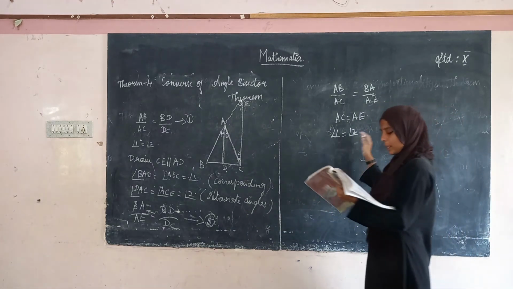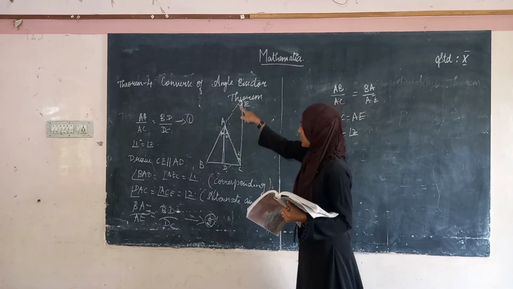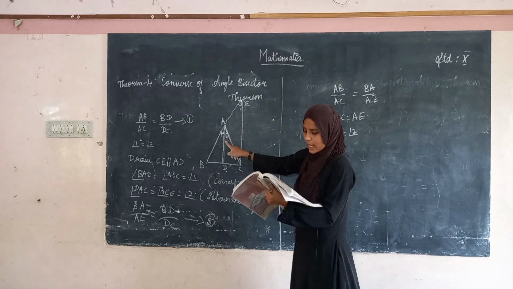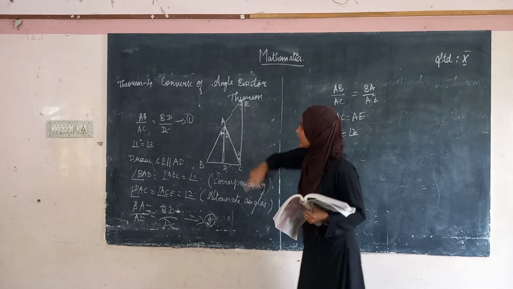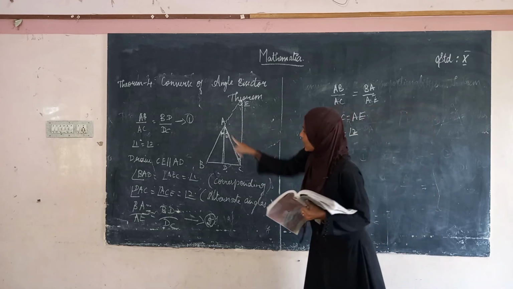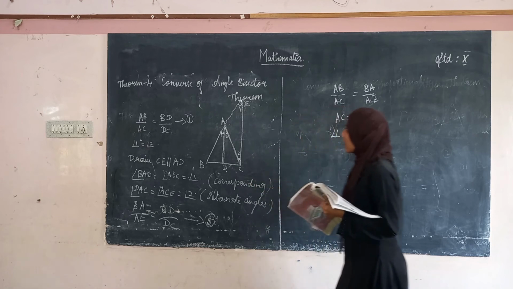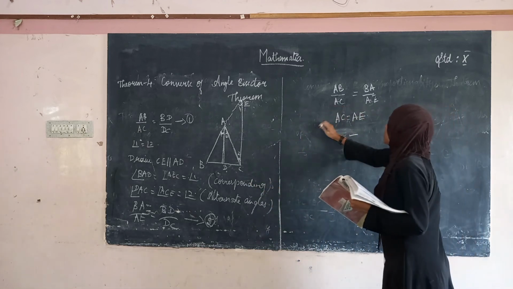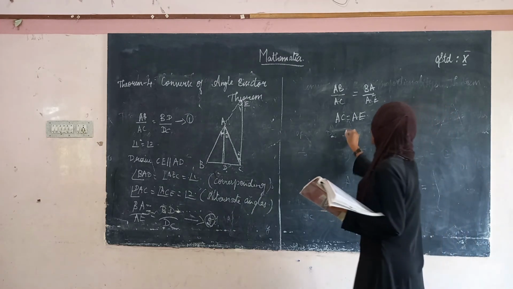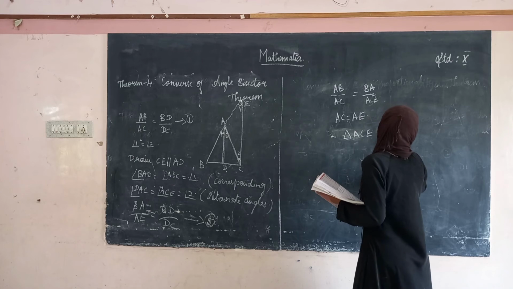This means this is an isosceles triangle. What we took is AC is equal to AE. Now, what about an isosceles triangle? If two sides are equal, then two angles are equal. See here, triangle ACE is isosceles.